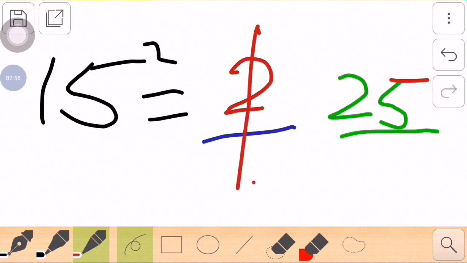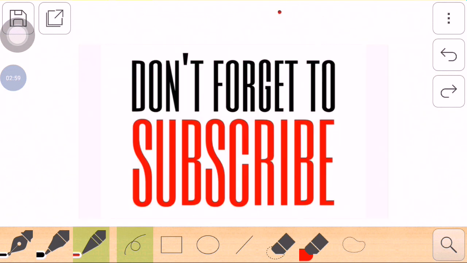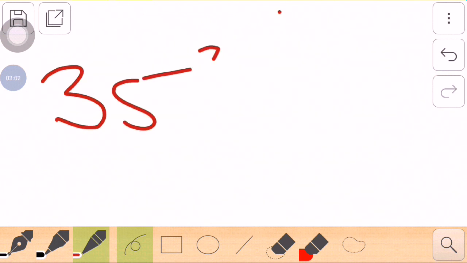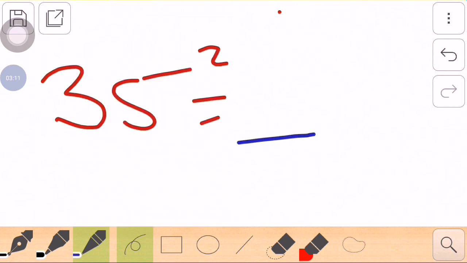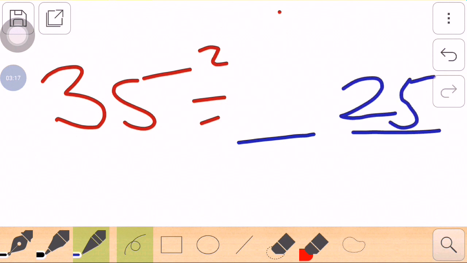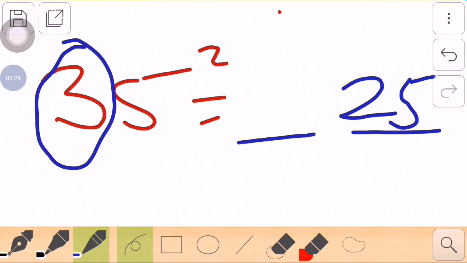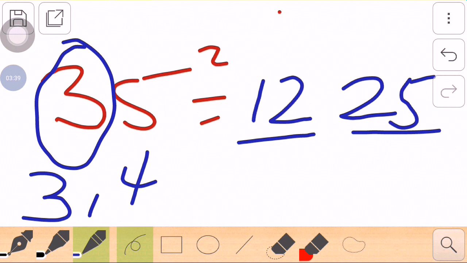Now let's see another example. 35 squared. Like we know, this is going to have 2 slots, a green and a blue, and we know that the final answer is always going to end with 25. That is because the number we're squaring ends with 5. Now the first part of the answer is always based on the number in front of the 5. In this case it is 3. The next natural number after 3 is 4, so we find the product of 3 and 4, which is 12, giving us 35 squared to be 1225.